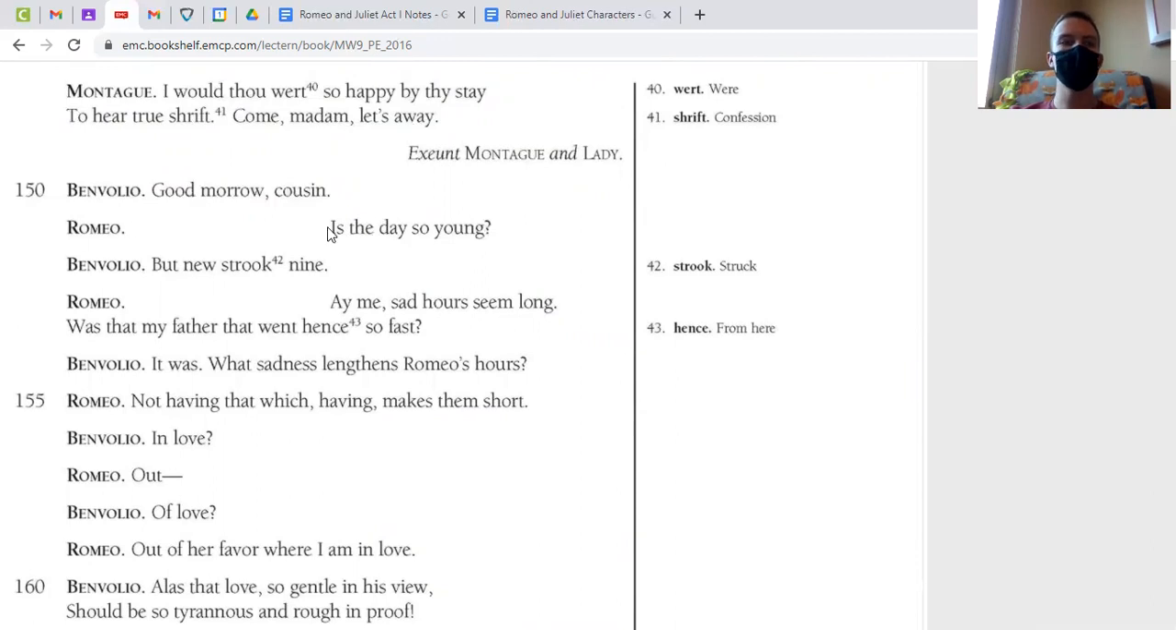Romeo, the way I want you guys to imagine Romeo now is really moody teenager. Okay, Romeo's about 16 years old right now, 16, 17, and he is just so moody. So everything he says, he's laying it on thick. Romeo says, is the day so young? So he's just very dramatic.